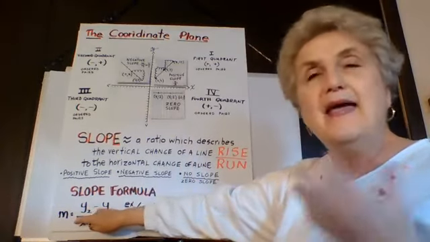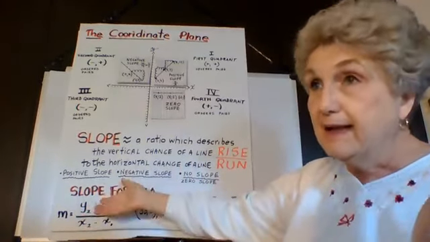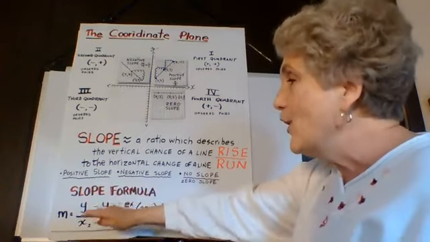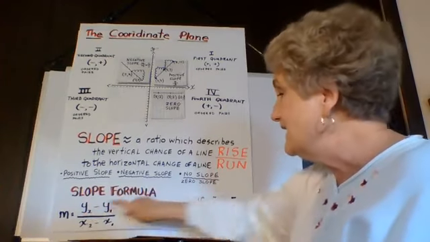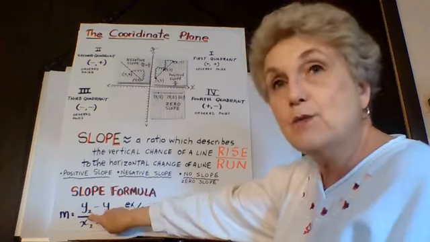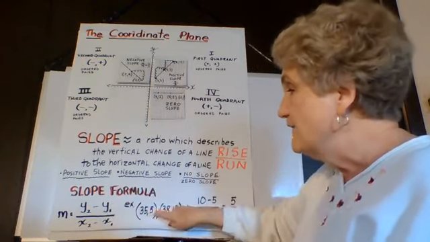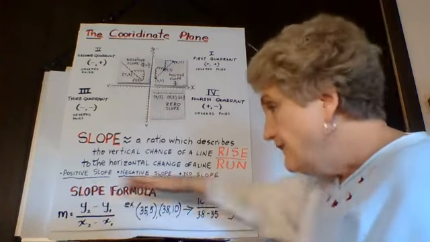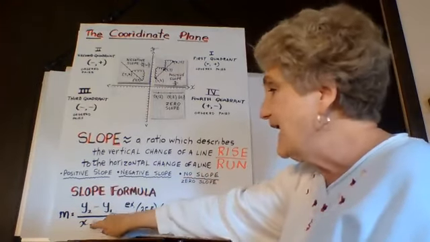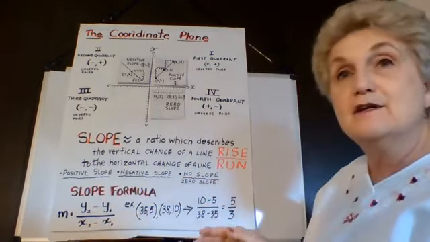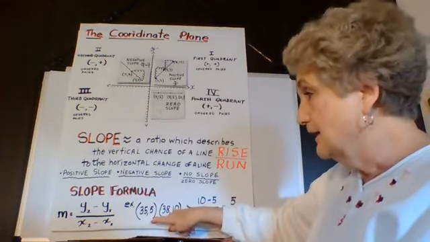For some reason, they pick M for slope. I don't know why they didn't pick S, but they picked M. Okay, slope equals take the second y. Now, that's not y squared. That's the second y. Okay, and then minus the first y from it. And put that over the second x minus the first x from it.